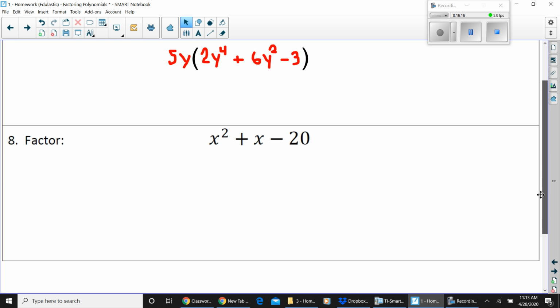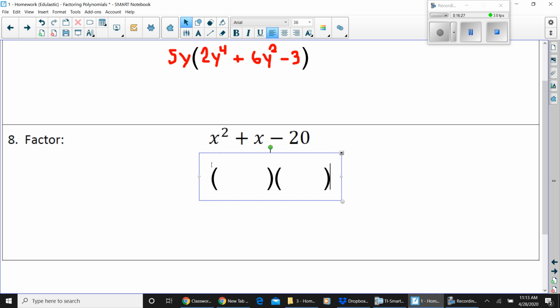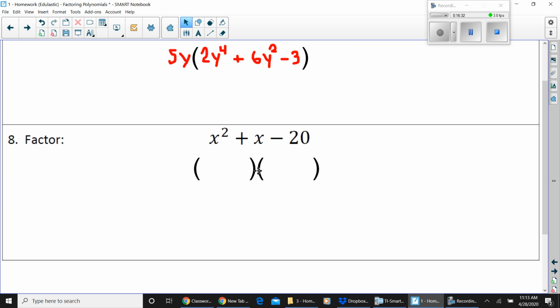Number 8 is just factoring, and this is a trinomial. We're going to set up two sets of parentheses, just like this. The first thing I usually do, sometimes I put x times x down because I see x squared and I know it's there. Then I look at this number and start putting my factors down. Remember, this is a 1. So you have to pick two numbers that multiply to 20 and that add or subtract to 1.